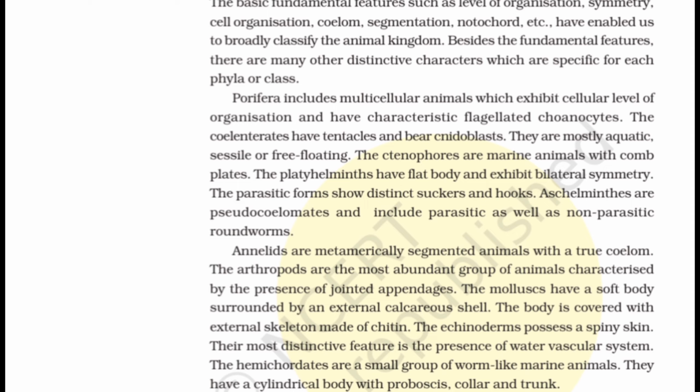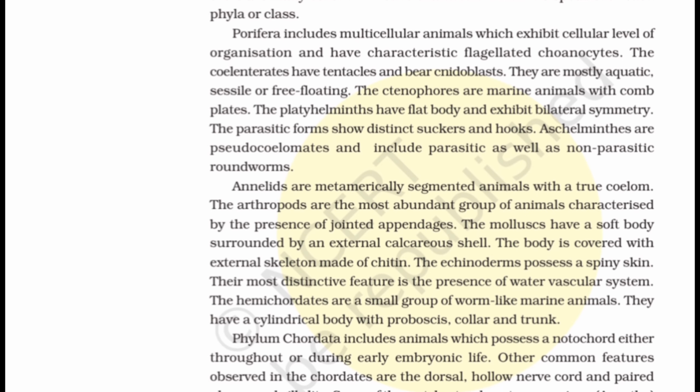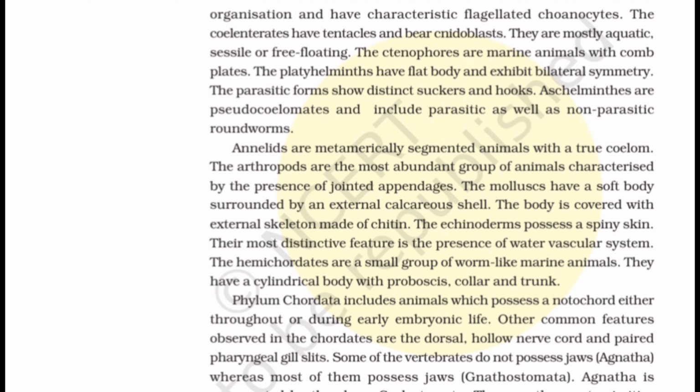The platyhelminthes have flat body and exhibit bilateral symmetry. The parasitic forms show distinct suckers and hooks. The Aschelminthes are pseudocoelomates and include parasitic as well as non-parasitic roundworms. Annelids are metamerically segmented animals with a true coelom.